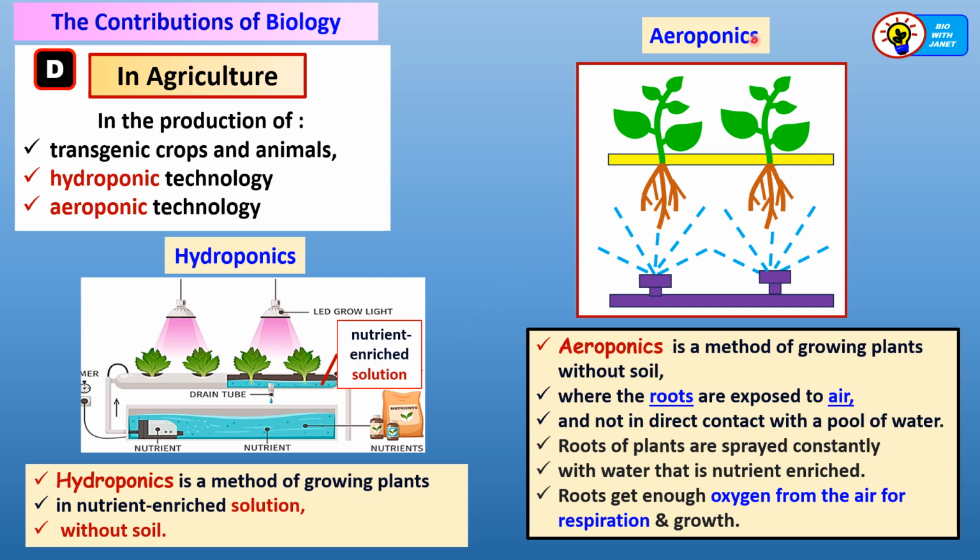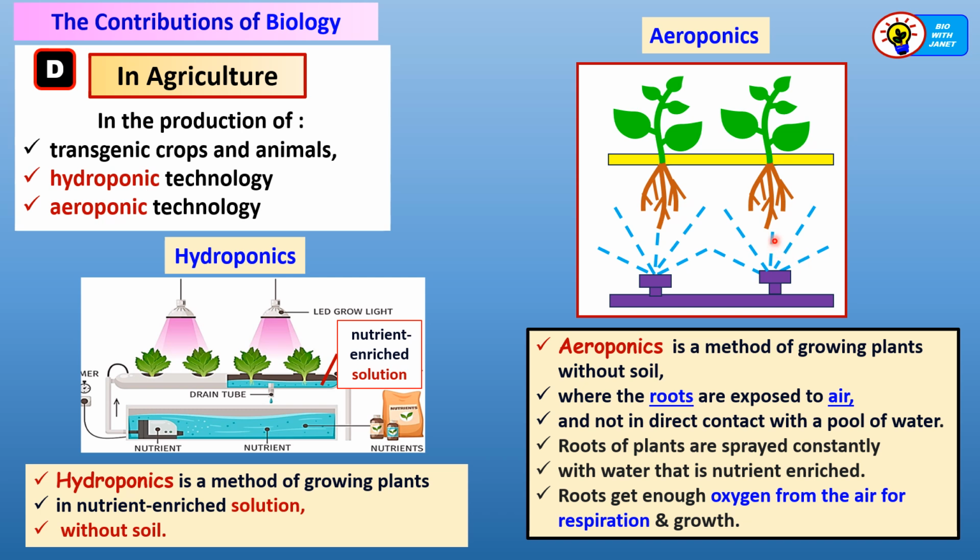Now, what about aeroponics? Aeroponics comes from the word air. It means that it's a method of growing plants without soil where the roots are exposed to air because they are suspended in the air and they are not in direct contact or immersed in a pool of water. So that's why it's different from hydroponics where the roots are immersed in water. So how do the roots get water and nutrients? The roots of these plants are sprayed constantly with water from below, right? And this water or solution is again nutrient enriched, containing the minerals like nitrates, phosphates, magnesium, and so forth.